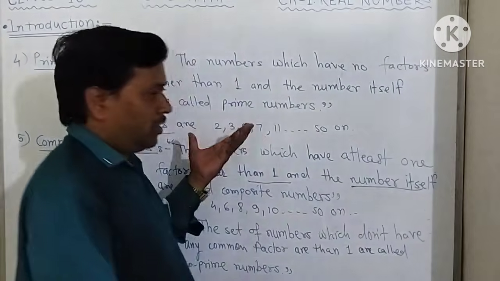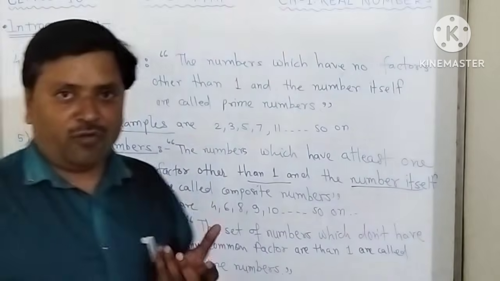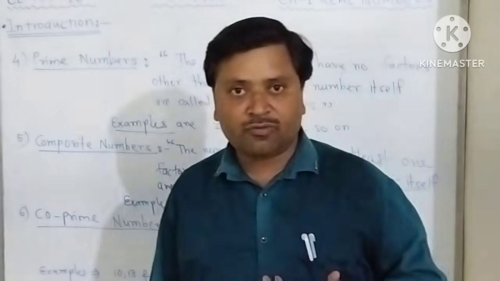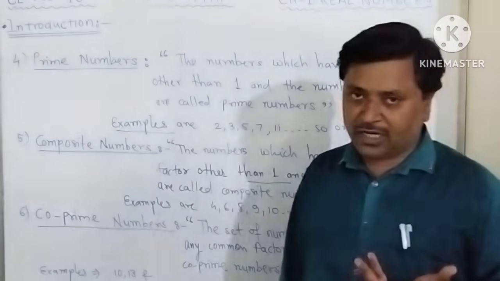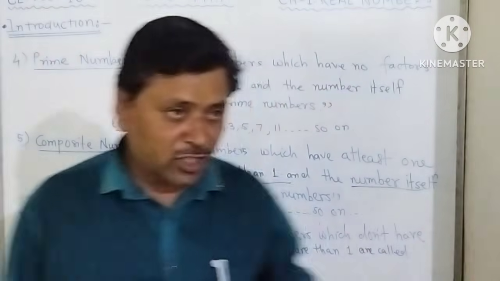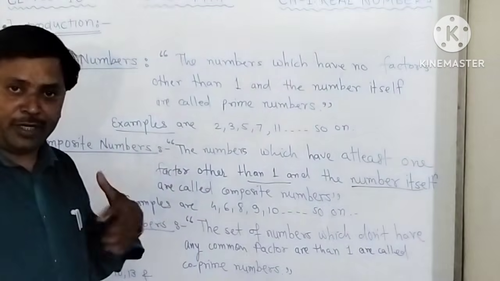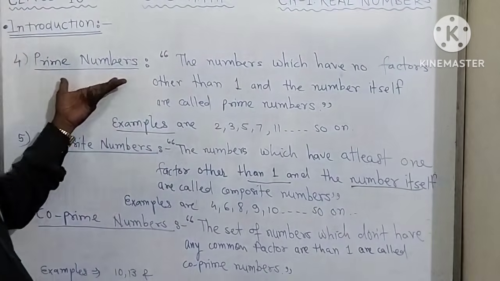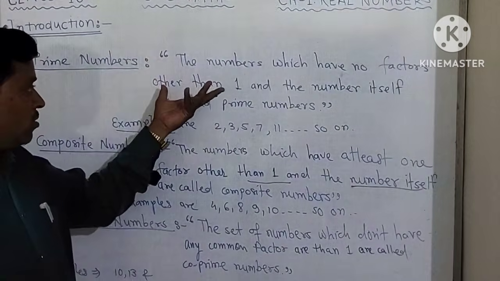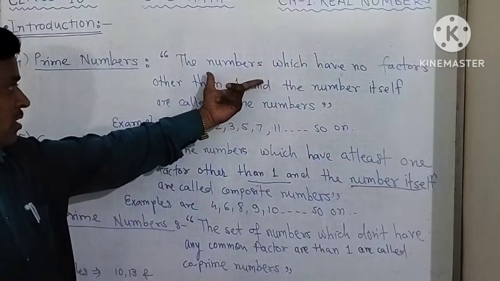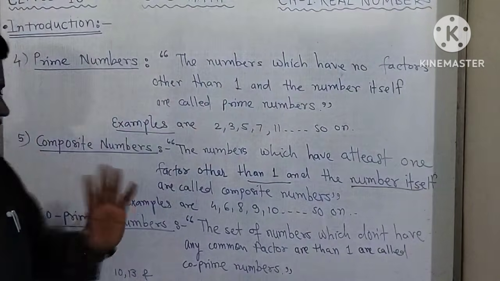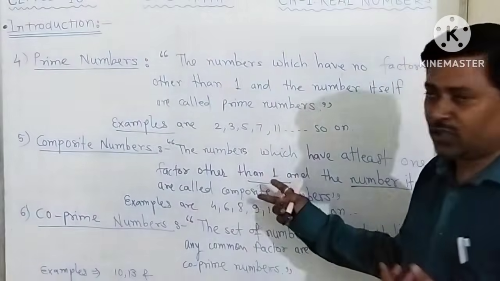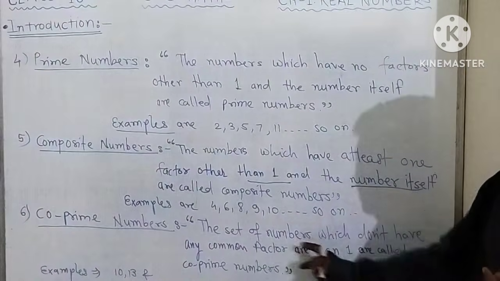So what do real numbers mean? It is the union of rational numbers and irrational numbers. Rational numbers are the numbers which can be written in the form of p upon q. Irrational numbers are the numbers which cannot be written in the form of p upon q. Then prime numbers are the numbers which have only two factors. Composite numbers have more than two factors, and then co-prime numbers.